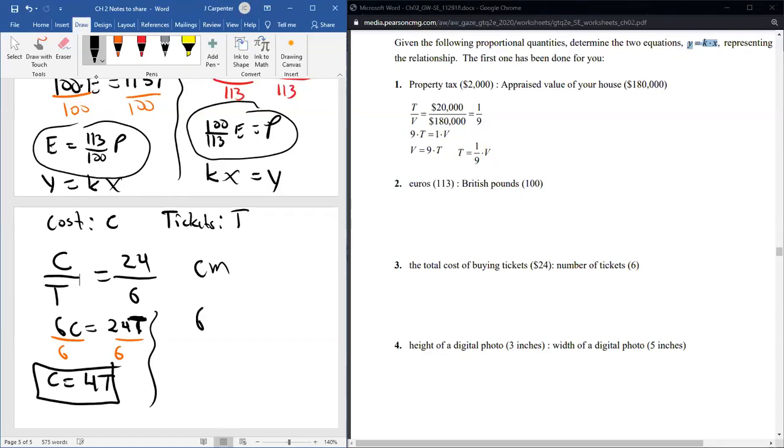Or you take your 6C equals 24T, and you divide both sides by 24 instead. Now that does not divide perfectly, but it does reduce to 1/4. So 1/4 of the cost of tickets would give you the total number of tickets you buy. So this would be the other version. Look at that, K was 4 in one scenario, 1/4 in the other.